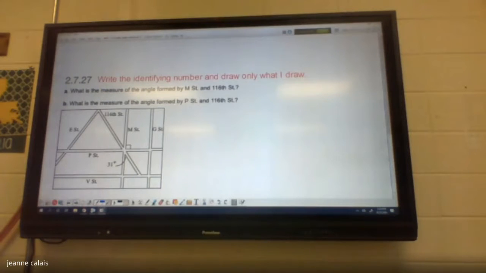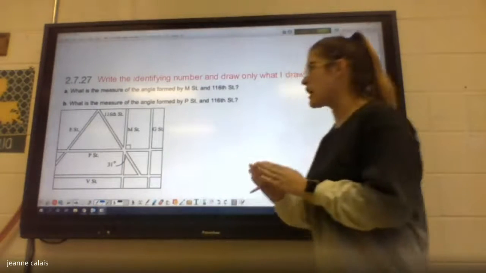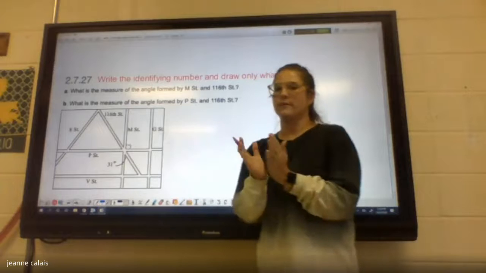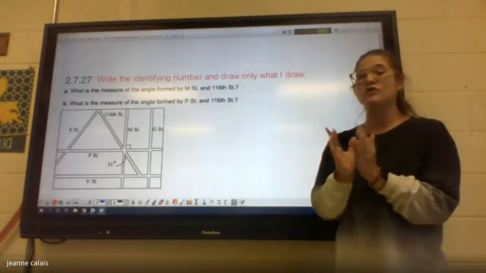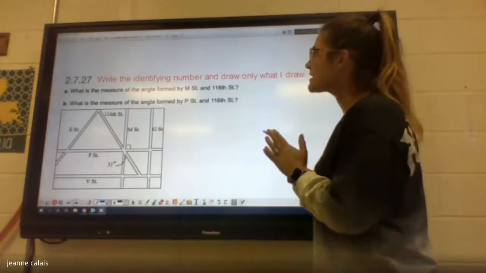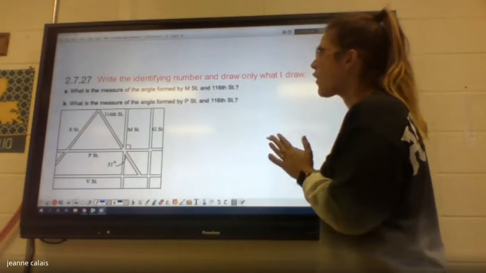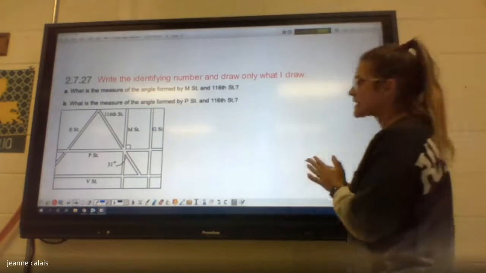Again, I said write the identifying number and draw what I draw. This is not a very difficult problem. However, it gives students trouble. So here's what I suggest you do. Because the roads are kind of, I'm going to say three-dimensional, but not really. It gives students trouble. So we're asked to find the measure of the angle formed by M Street and 1/16.